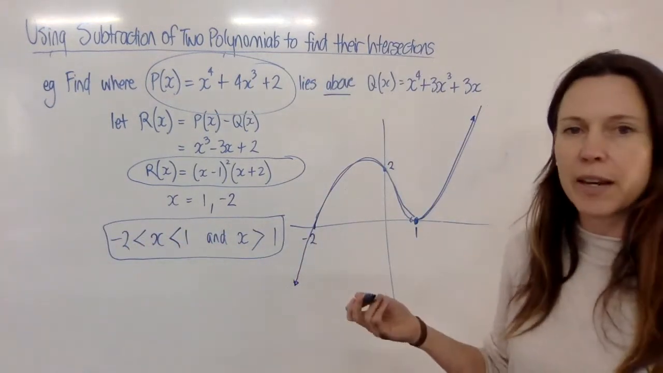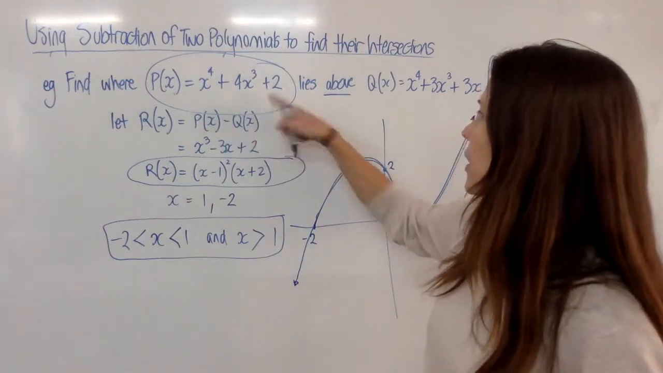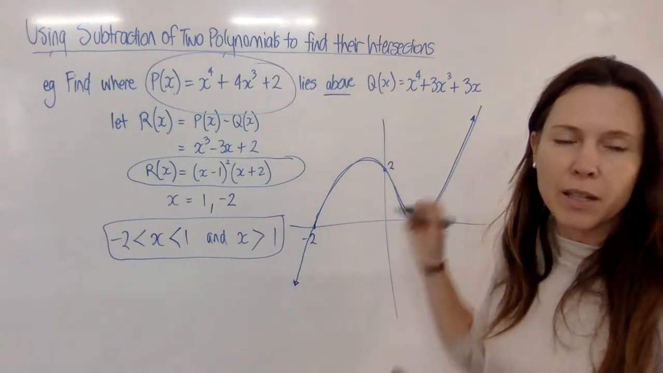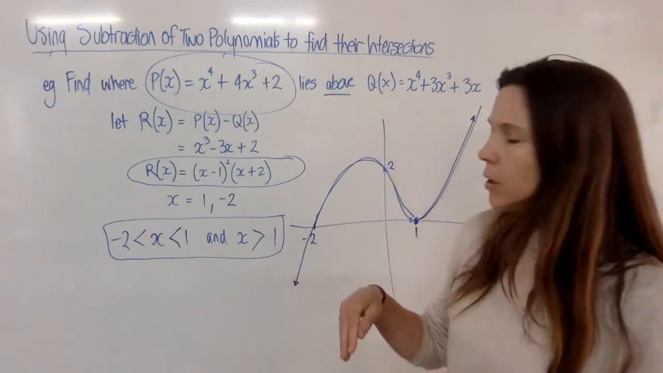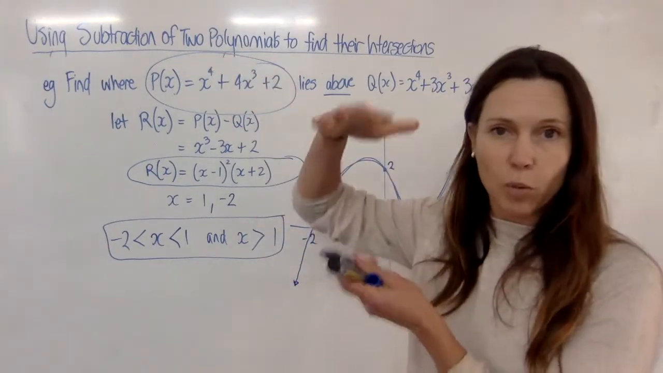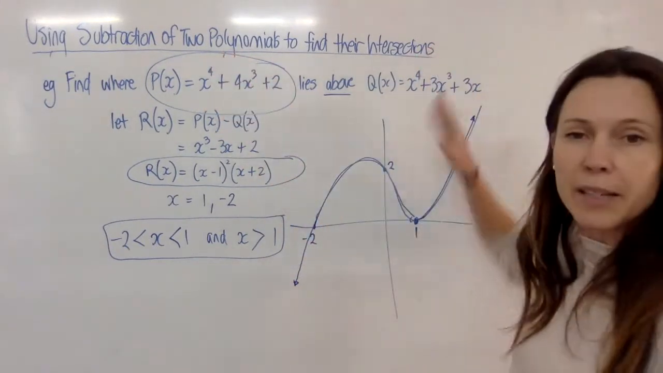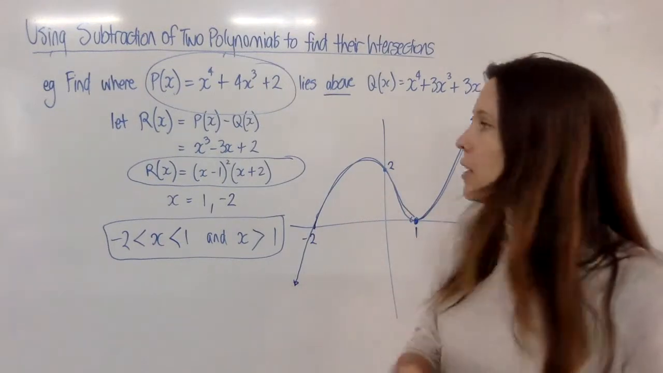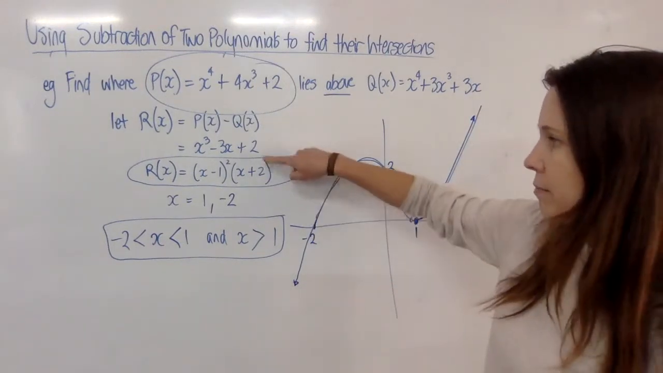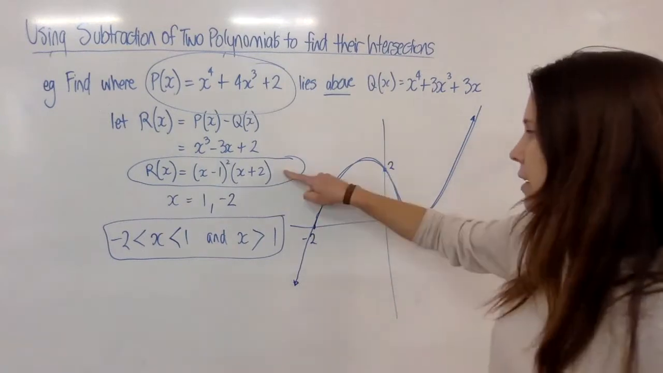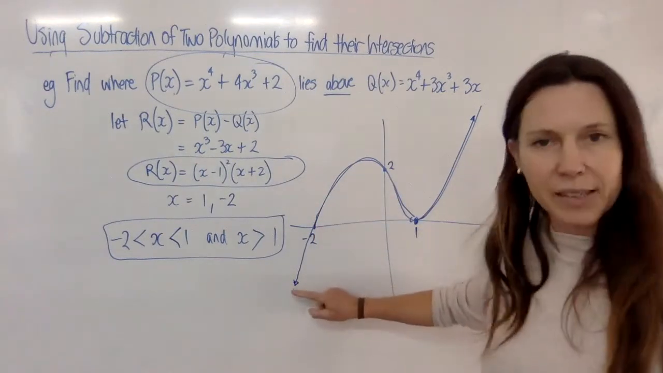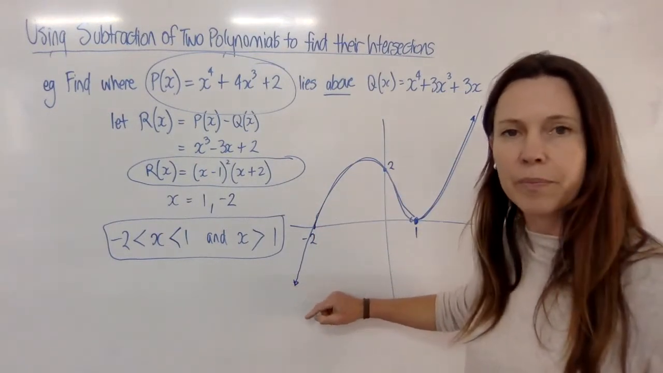And if the question said, where does this polynomial lie below this one, then I'd have to reason that, well, if it's lying below, it must be that when we did the tall one, or the first one, minus the other one, we got a negative answer. So it must be lying below wherever our answer is negative. And that would happen when x is less than -2.